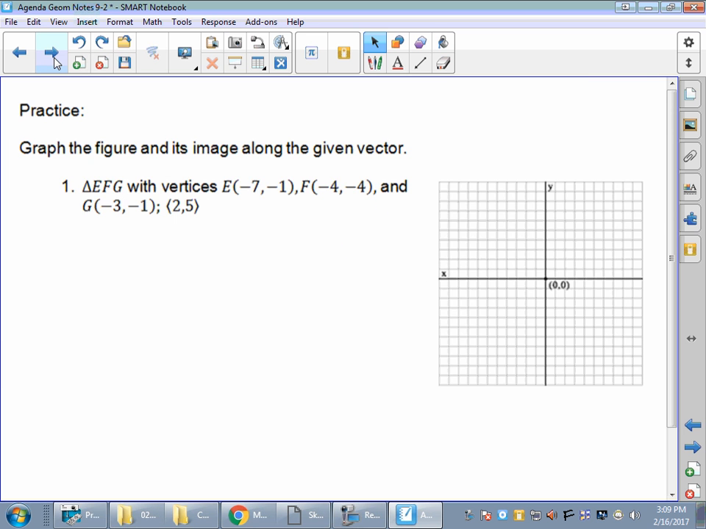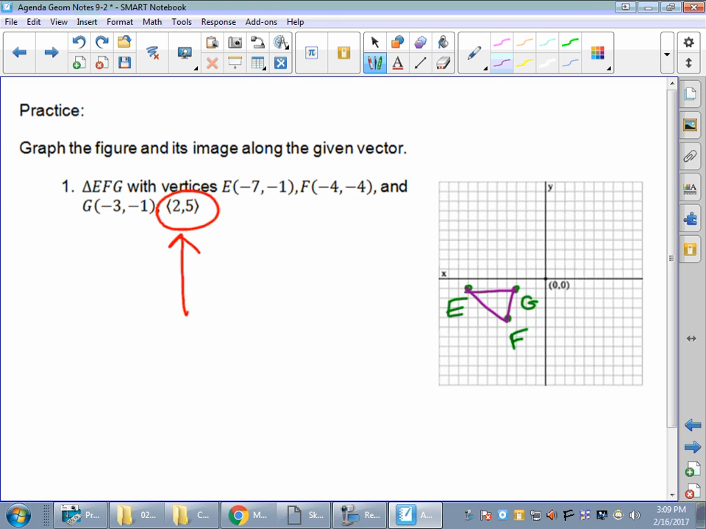Let's do this one. Triangle EFG, the vertices are at negative 7, negative 1. Let's just go ahead and put those on there. Negative 7, negative 1 is point E. Negative 4, negative 4 is point F. And G is at negative 3, negative 1. So draw yourself in your triangle, EFG. And notice how right here, it's got the vector that we want to translate along. So we're going to use that vector 2, 5.